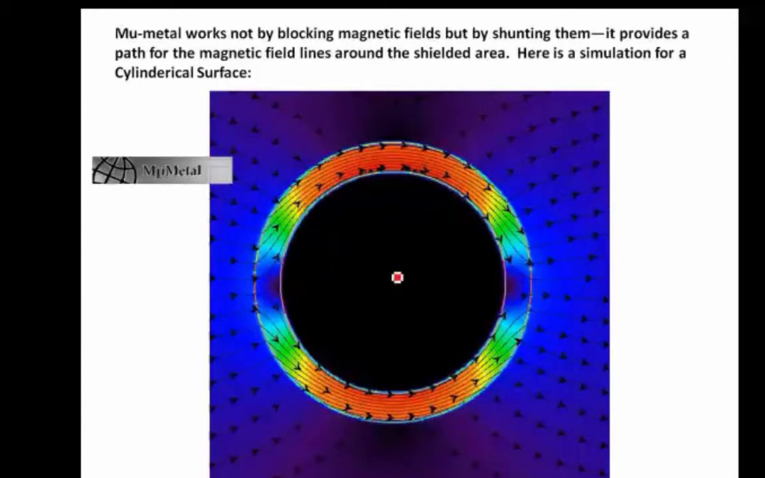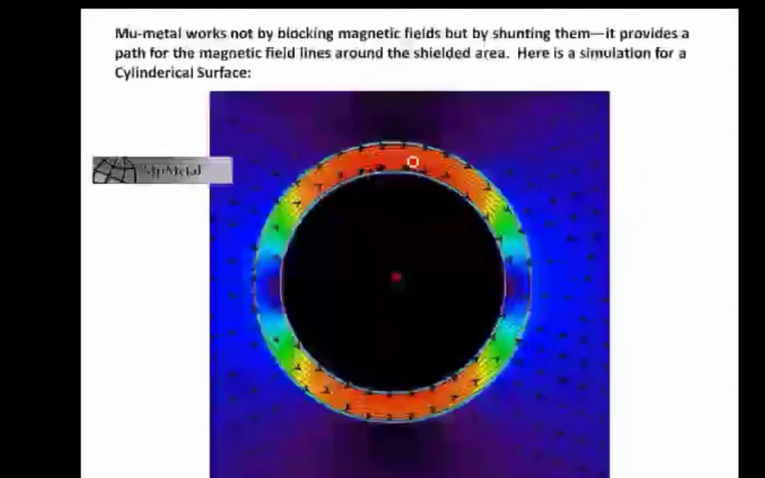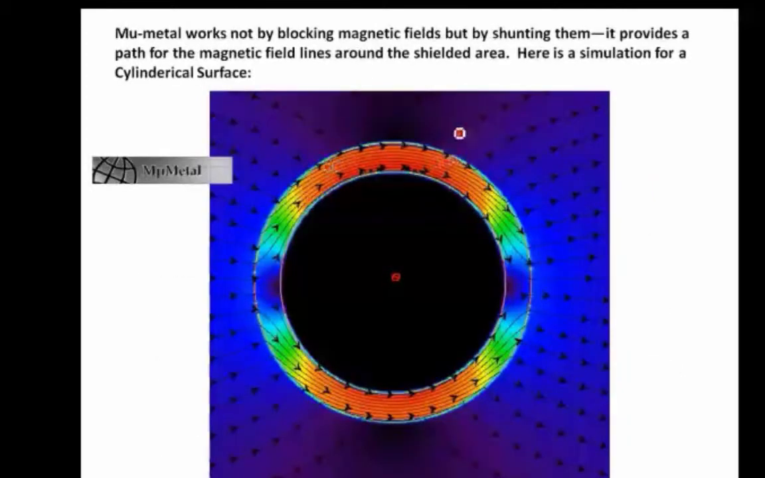In order to get this to work, you have to enclose the experiment with the mu metal. In order to close it, you have to have some kind of a shape. These are volumes that might be interesting. A sphere would be very difficult to make, but if you could make it, it would be good. A cylinder is good for blocking fields that are moving along like this. Because of the simulation here, you can see it's going to work, and because of the shape of the surface.